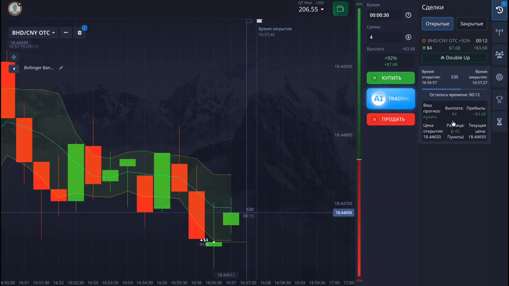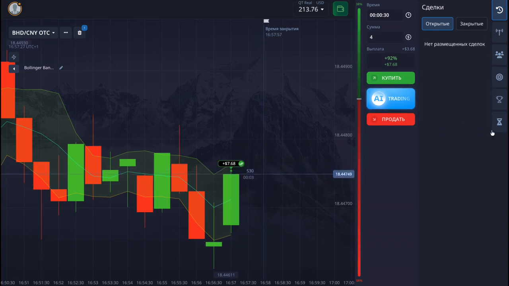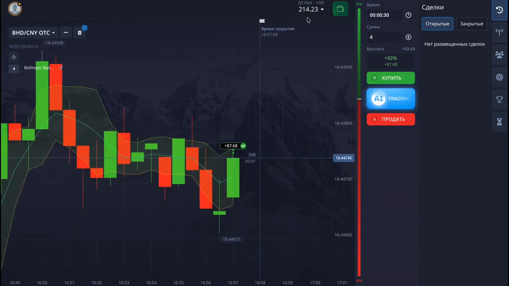So, look at these moves. It's not like with stochastic or RSI, where we enter and it moves by 10, maybe 15 points. Here, look, the moves are like 100, 150 points, under 30 seconds. Wow. 2 ups, no downs before your eyes. I've already made $14 in profit, so that's not bad.